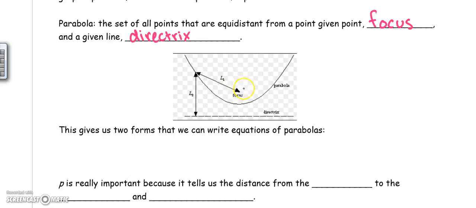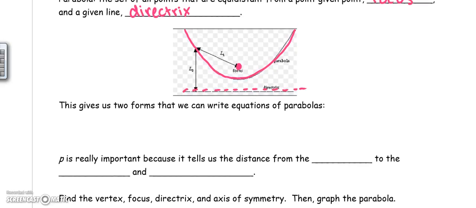So if we look at this diagram right here, here's our parabola. And then right here is the focus, and this line down here is the directrix. So what this is showing you is that the distance from the focus and the directrix is always going to be the same. So that's where this new way of looking at parabolas comes from.